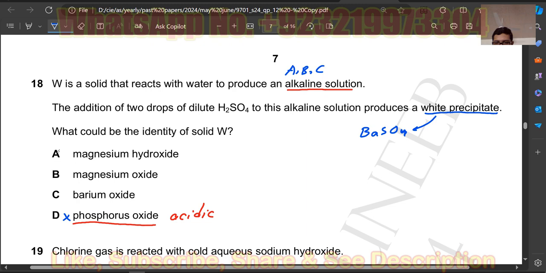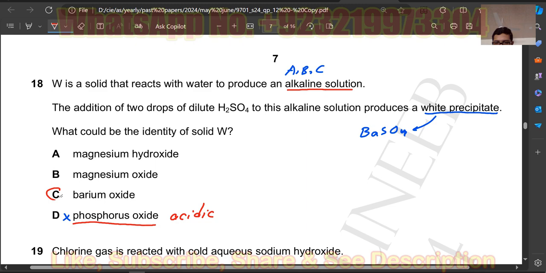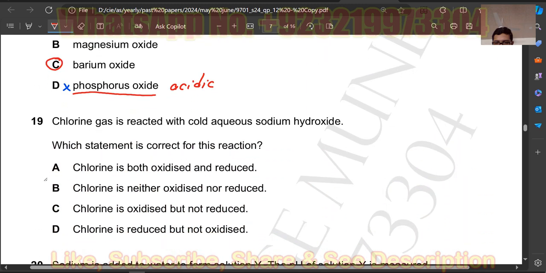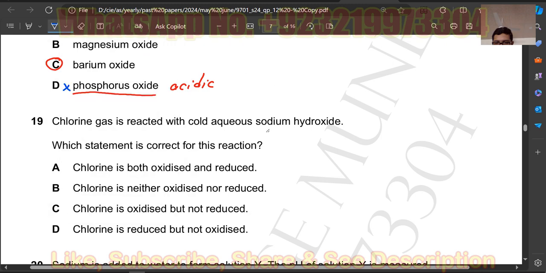Barium sulfate. So there is only one single option of barium here. So we will select this single option as the correct one. Then question number 19: chlorine gas is reacted with cold aqueous sodium hydroxide. Which statement is correct? Okay, this is the question of chlorine and sodium hydroxide.